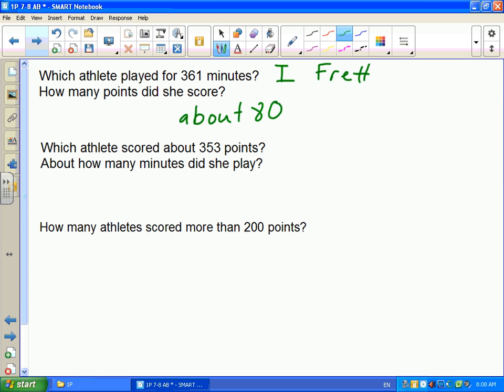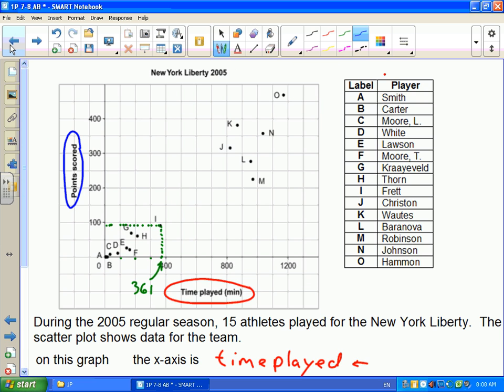Next question here. Which athlete scored about 353 points? Well, let's go back to our graph here and let's find 353 points, or estimate where it is. So we're on the points scored axis, or the y-axis. 353 would be right about here, so let's go across until we find the point that we're interested in. It's got to be this point N. N is the player named Johnson. And we're also asked how many minutes she played.